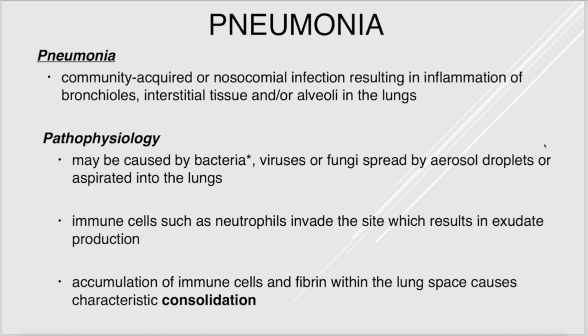So just like any other immune response, you have acute immune cells like neutrophils coming into the site, which will try to consume the bacteria. We're going to be concerned with bacterial pneumonia for this lecture. Neutrophils come in, they consume the bacteria, they die. That's where you get that exudate and that pus, along with the leaky blood vessels from the inflammatory response. And as these immune cells accumulate and fibrin is activated, you have this characteristic consolidation that you see with lobar pneumonia.